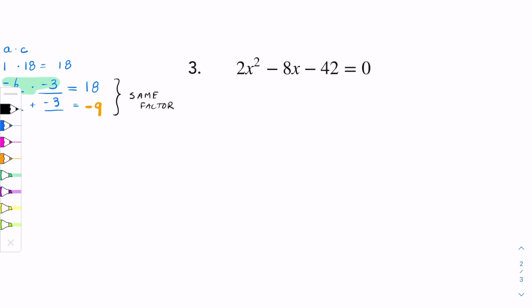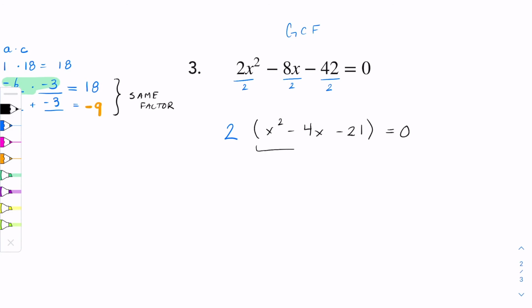All right, number 2, we have 2x squared minus 8x minus 42 equals 0. We have a GCF. We have a common factor in all terms. That common factor is 2. If I factor out a GCF of 2, I'm left with x squared minus 4x minus 21.